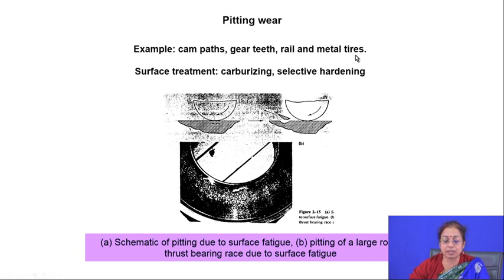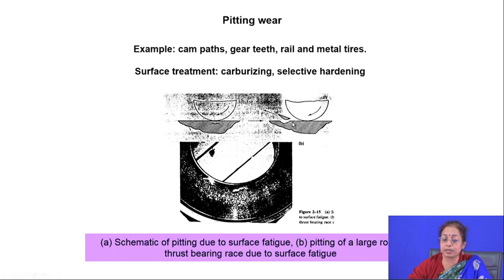If you see these cases, you will find that in all cases the component is subjected to heavy load, which is compressive and zero in nature, that is, fluctuating in nature, and there is also a sliding phenomenon. Sliding velocity or sliding movement is there, and in addition there is compressive-zero kind of loading. Because of this loading, there is subsurface crack initiation at the point of discontinuity.